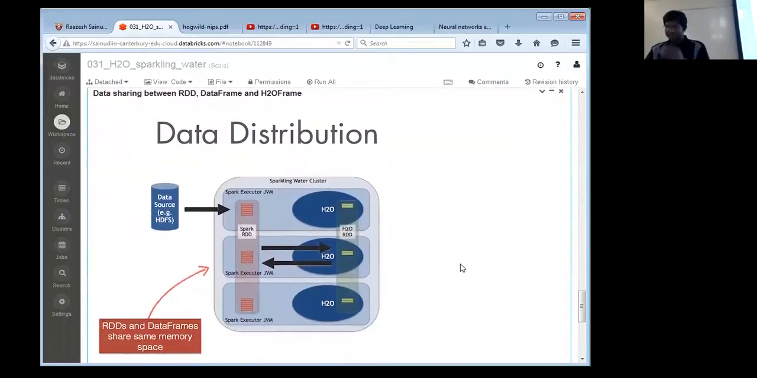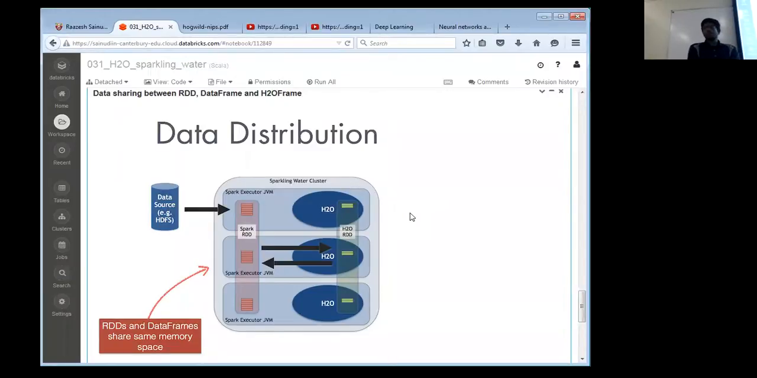And like I said before, the data structure that it uses is called H2O frame. The question that immediately we get is, does our data from an RDD or data frame get duplicated when we use the H2O frame? So the answer is, this happens in one direction. If you have data that's in a Spark RDD or a Spark data frame, and you're creating an H2O frame from that, your data will actually get copied, so it will get duplicated.